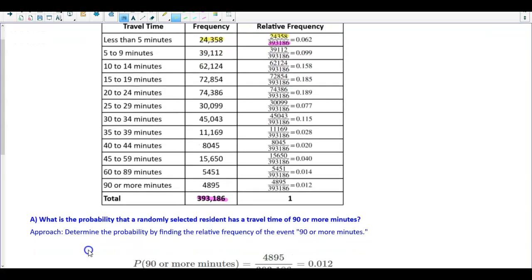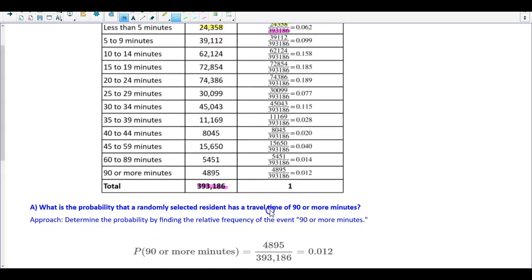Now, we're going to answer the following questions. It says, what is the probability that a randomly selected resident has a travel time of 90 or more minutes? So what we want to do is determine the probability, finding the relative frequency of the event 90 or more minutes. So when we look at the event 90 or more minutes, we know that the frequency is 4,895. And so when we divide it by the total frequency, we're going to get the probability of 0.012.